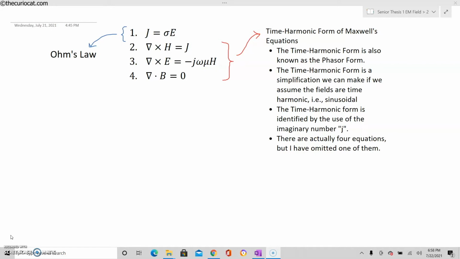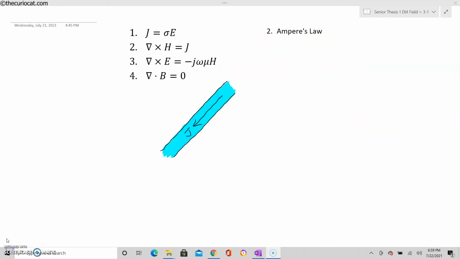Finally, there are actually 4 Maxwell's equations, but we only need 3 of them. Now I will explain to you what is equation 2, which is called Ampere's Law. For equation 2, you can read it like this. The curl of the magnetic field H is equal to the current density J. This sounds really complicated, but it's actually very easy.